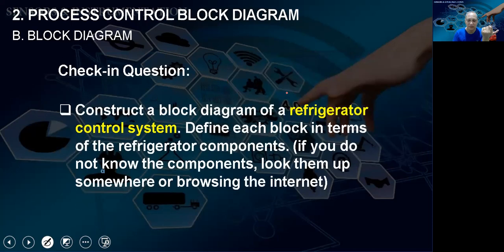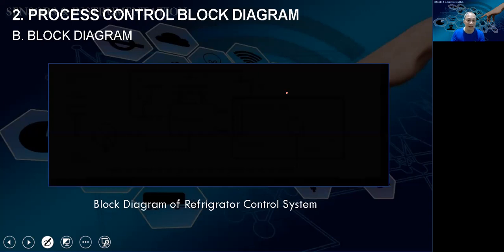Second question, do this. It's not homework, but we use this and then we'll talk about it in class. Your homework, I would say homework: it's a refrigerator control system. Define each block in there. How can you come up with all the elements? It's like you are taking parts out. What is connected to what. Define each block in terms of the refrigerator components. If you do not know the components, you can look up somewhere or browse the internet. Please try to do it. I have the answer here, actually. I'll show you in class later.